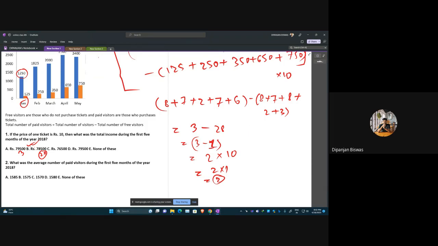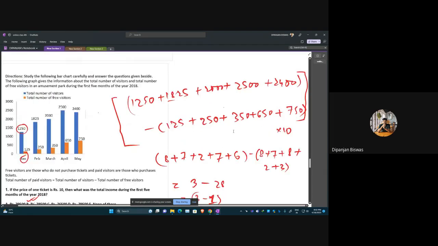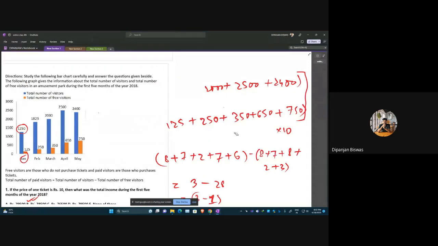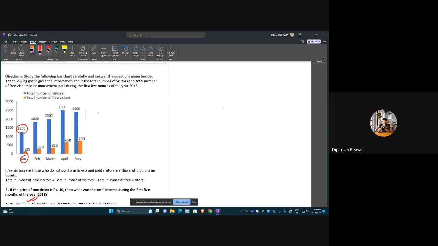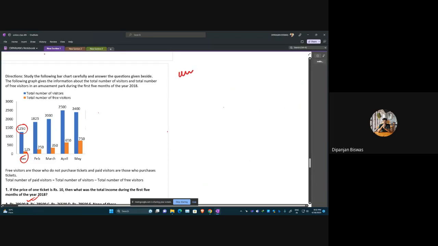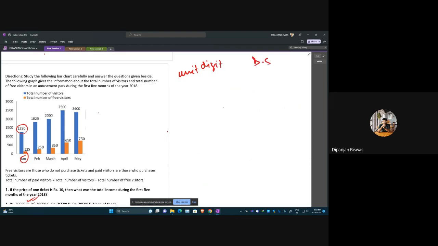Okay. And please don't try the less convenient methods, the traditional methods where you start adding all the numbers and try to get the answer. Just try these new methods that I'm teaching you, because it will save a lot of time for you in the exam hall. One is the unit digit method and another is digit sum. If any of these methods fails, then the other method will definitely give you the answer.